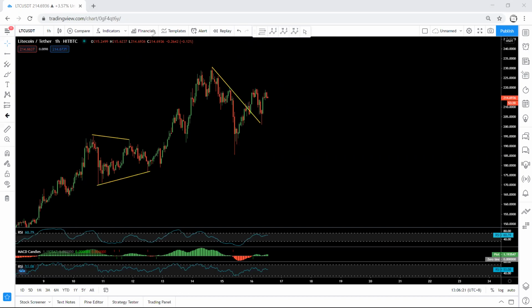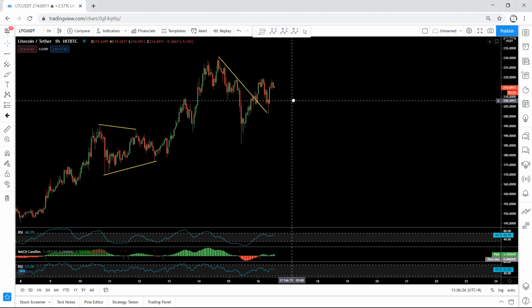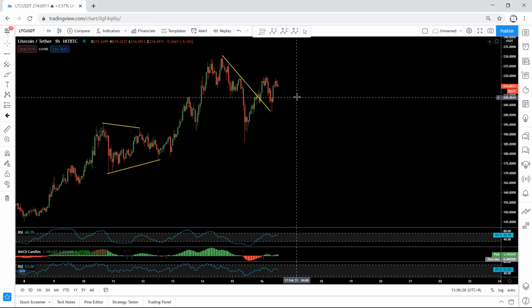Now we just follow the chart and see how this correction can form. Then from there, if we see any trade setup, I will share.